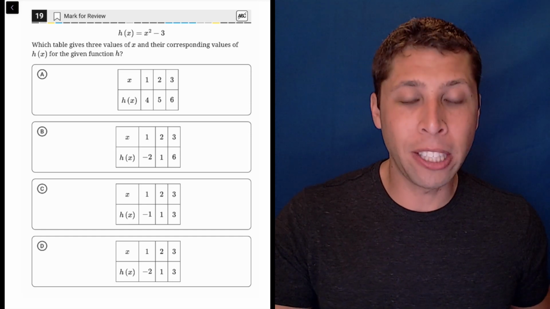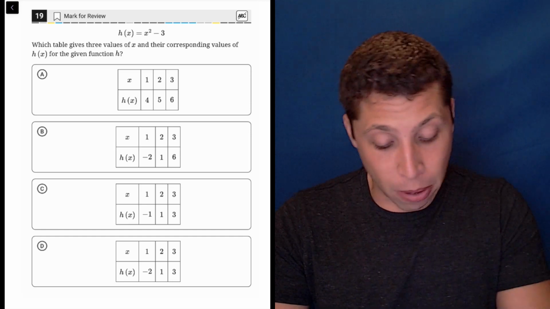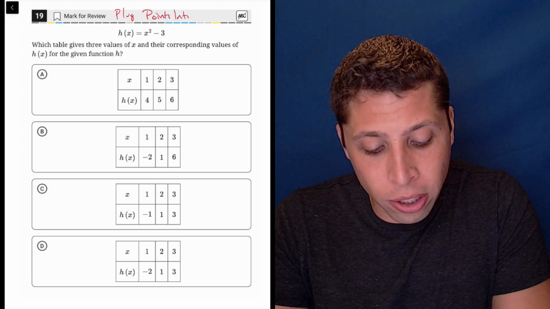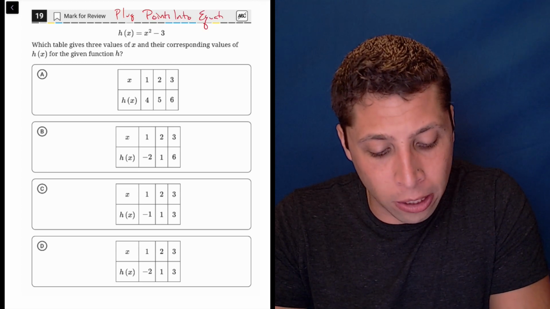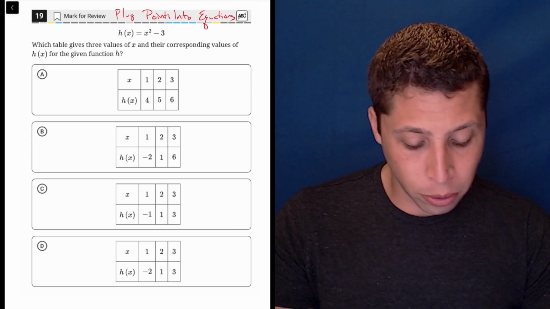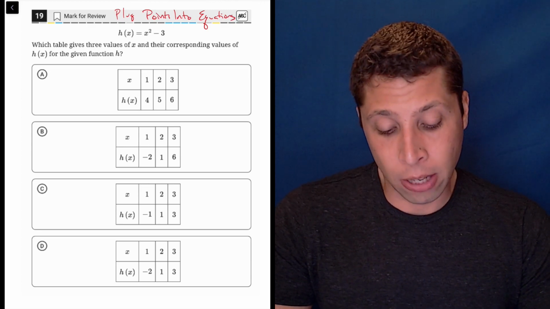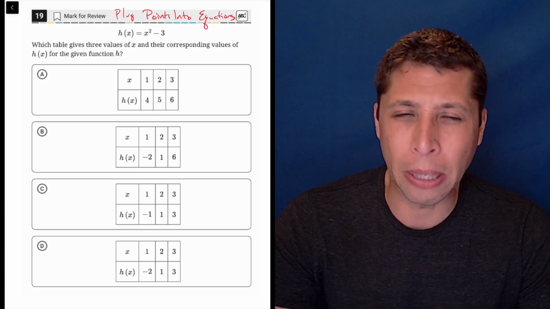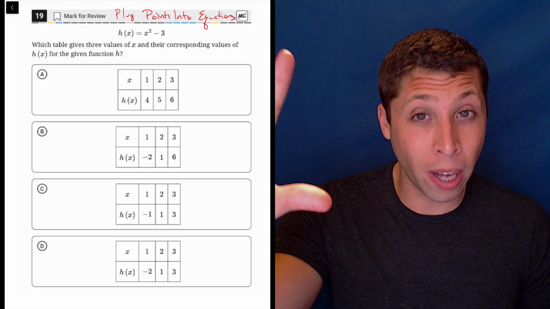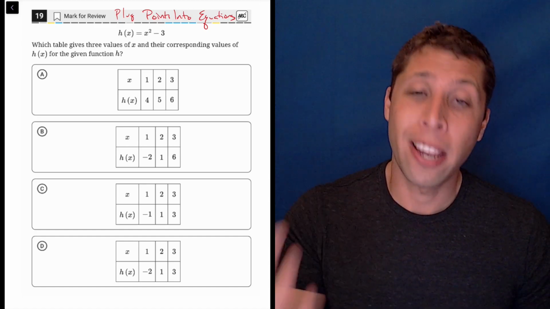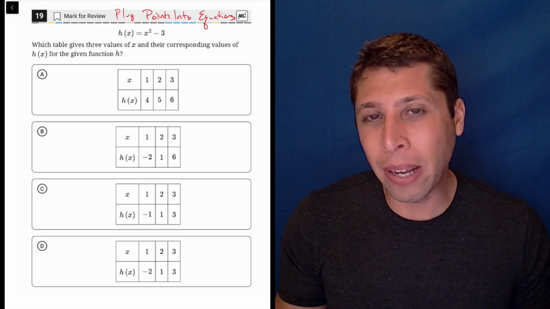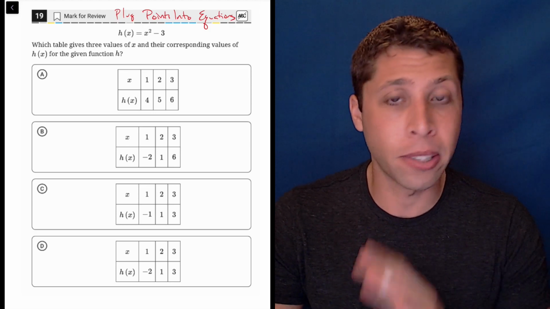This question definitely uses the strategy that I love the most, which is plug points into equations. It's very obvious that we are being given an equation. These answer choices are tables that include the different points that could be on this equation. This is a little unusual because usually it goes the other way around. We get one table and 4 equations. Here they reversed it. They gave us 1 equation and 4 tables. Might mean we have to do a little bit more work, but the concept is the same.